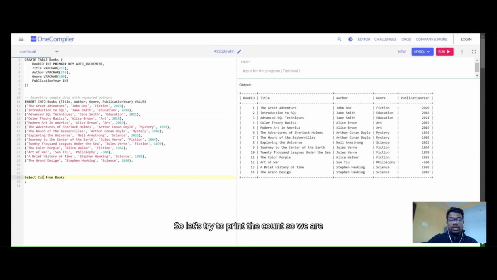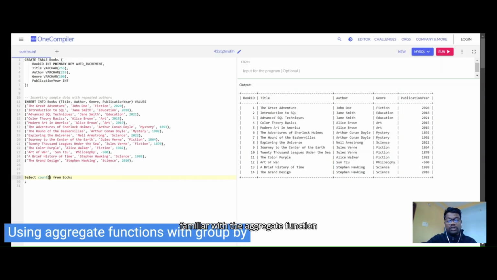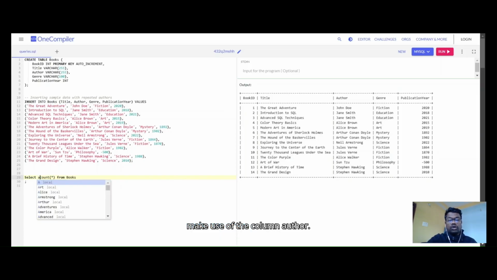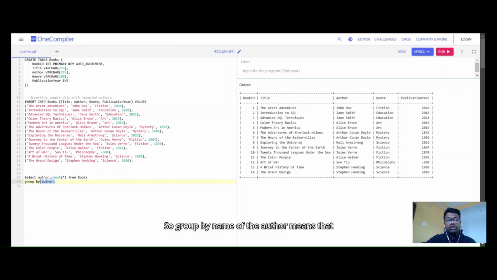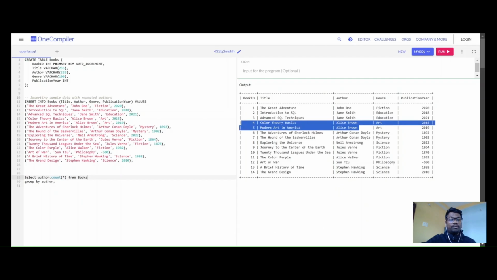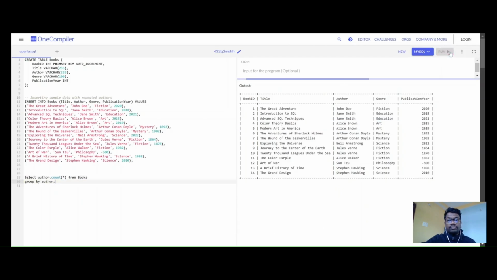So let's print the count. We are familiar with the aggregate function count. And then we will also make use of the column author. So we want to group by the name of the author. Group by name of the author means that we are trying to combine all of the rows where the authors are similar, and simultaneously, we are trying to return the count of that group. Let's try to run this.